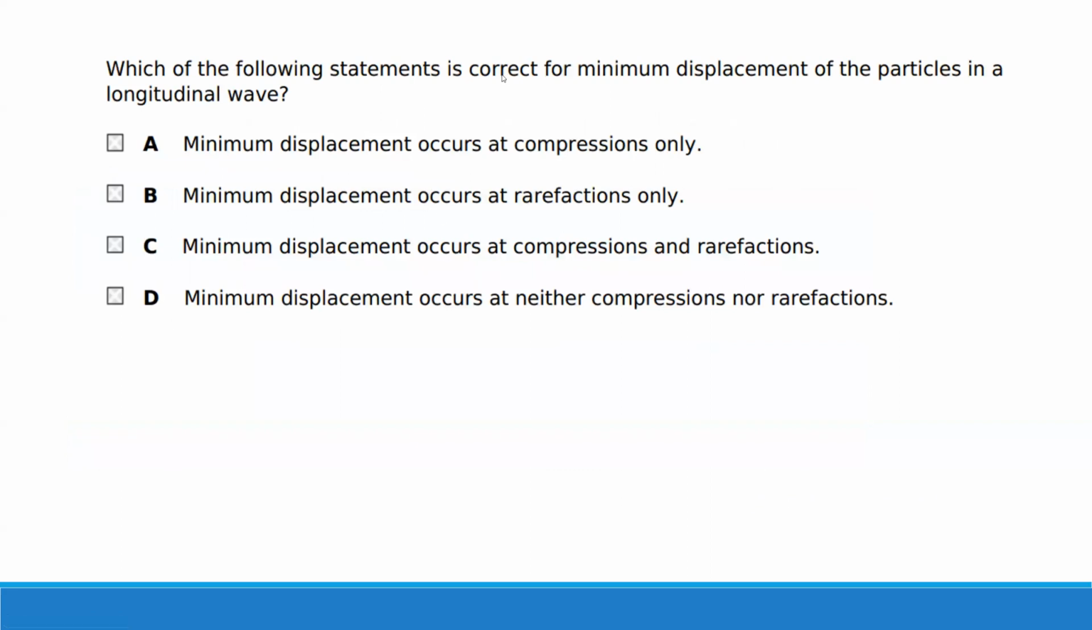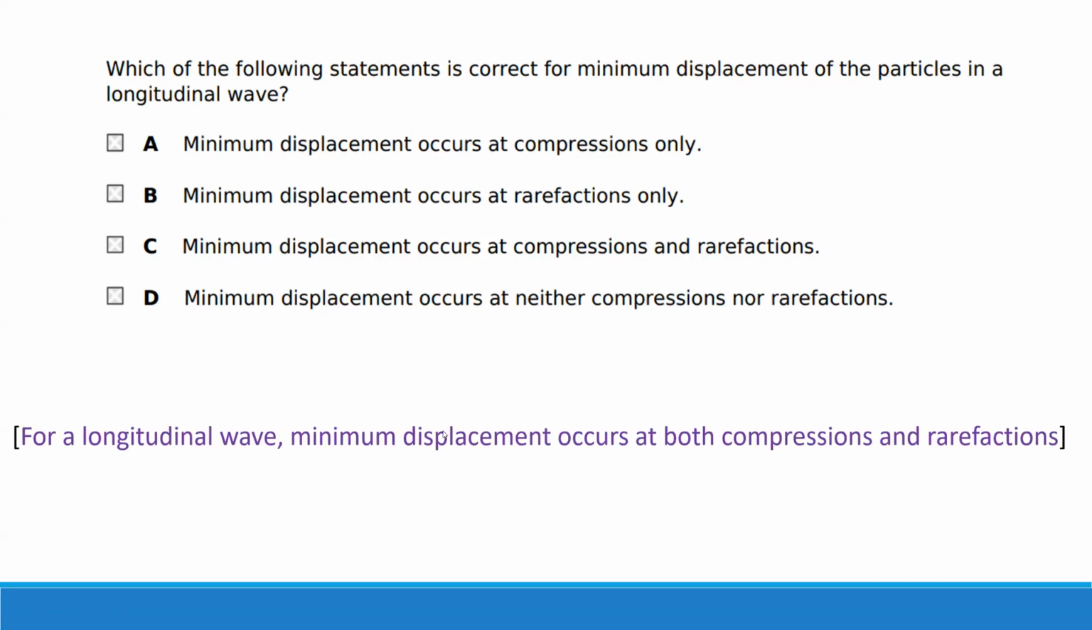Okay, so let's have a go at some questions. Which of the following statements is correct for minimum displacement of the particles in a longitudinal wave? This question's for Maya when she's ready. C. So minimum displacement occurs at compressions and rarefactions. Excellent. That's what we discussed, right? In the center of compression and center of rarefaction, there is zero displacement. Beautiful. So this is what we take from this little section.